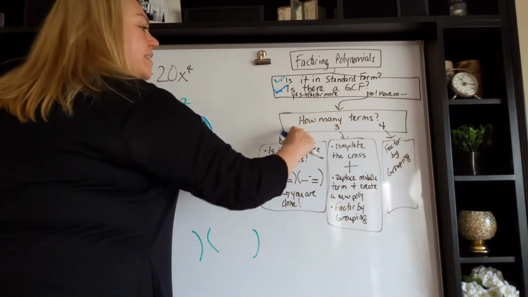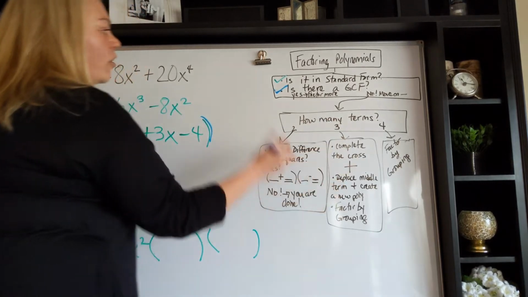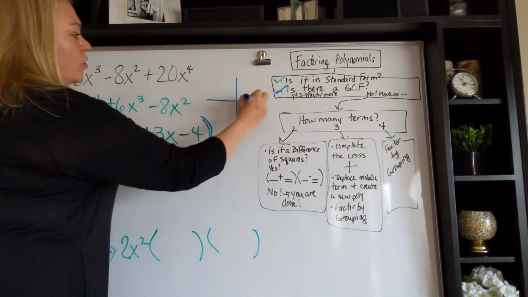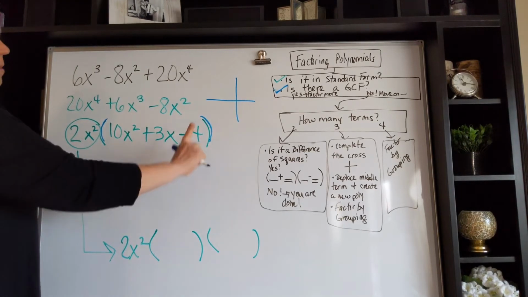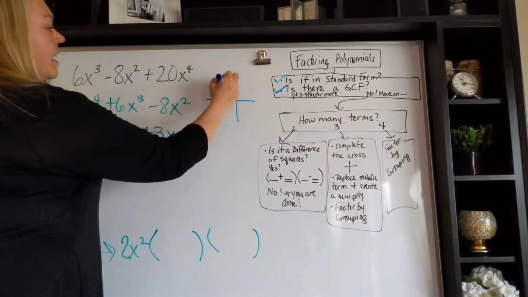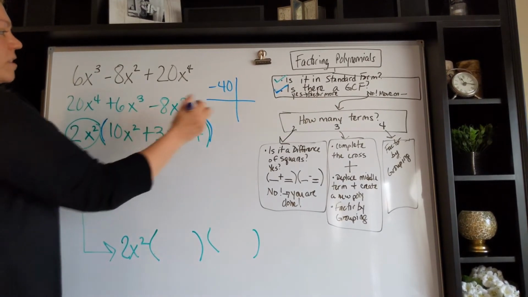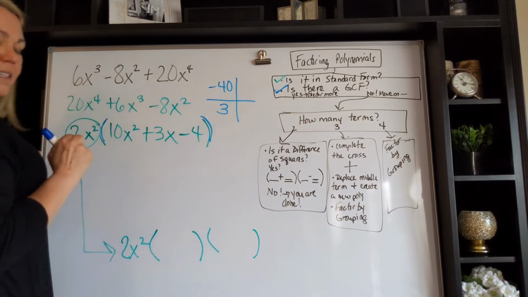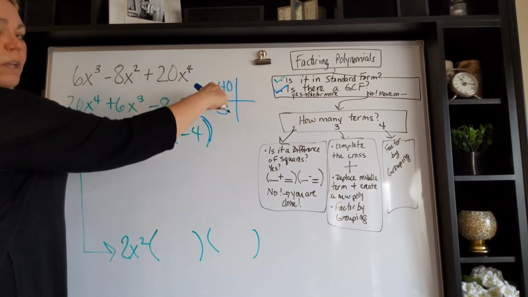So the rule is, if I have 3 terms, the way to factor that is complete that cross that we've done. And when you do the cross, I take the first coefficient and I multiply by the last number. So 10 times negative 4 is negative 40. In this bottom box, I take the center term, which is a 3, and I place it there. And then I think about all the things that multiply to be 40 because that's what I'm trying to do.